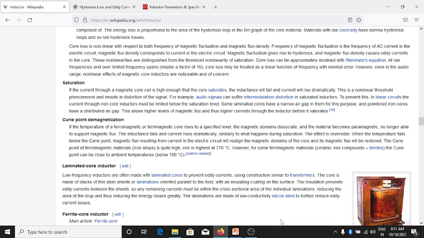Magnetic flux resulting from current in the electric circuit will realign the magnetic domains of the core and its magnetic flux will be restored. The Curie point of ferromagnetic materials is quite high. Iron is highest at 770 degrees Celsius. However, for some ferromagnetic materials, the Curie point can be close to ambient temperature.